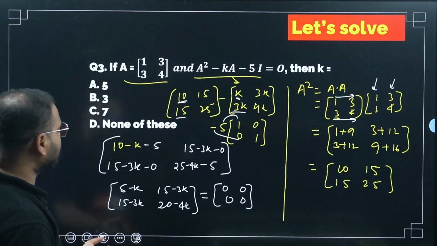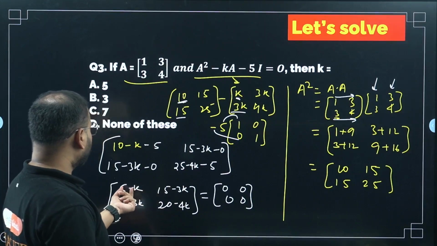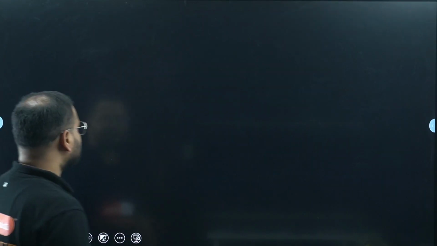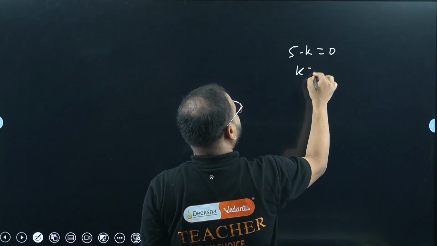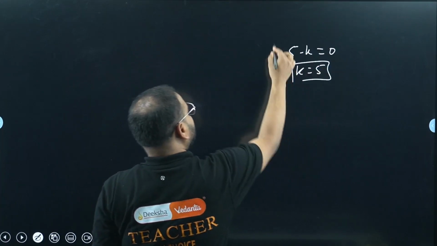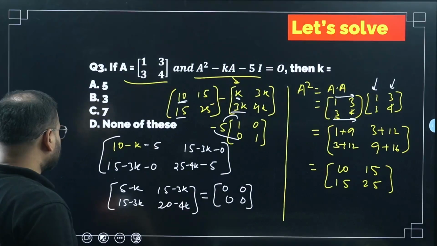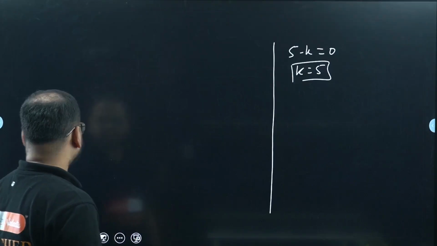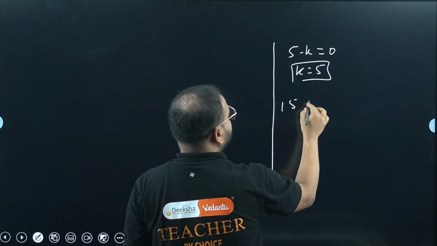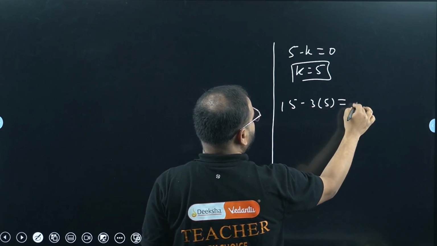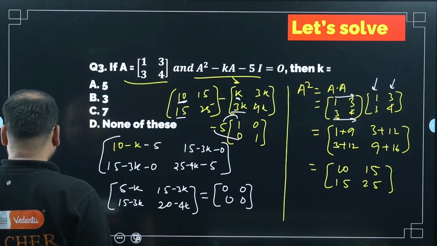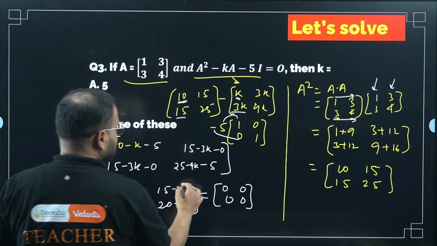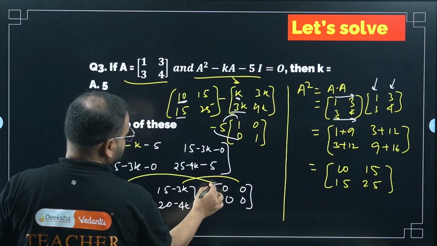If I compare each of these to 0, what do I get? If I take from here, 5 minus k equal to 0. What is the answer? 5 minus k equal to 0 means k equal to 5. Check in all the places. 15 minus 3k should also come as 0. 15 minus 3 times 5. How much is that coming as? 0. 15 minus 15 is 0. Why is this coming as 0, sir? Because all the elements are 0, no?